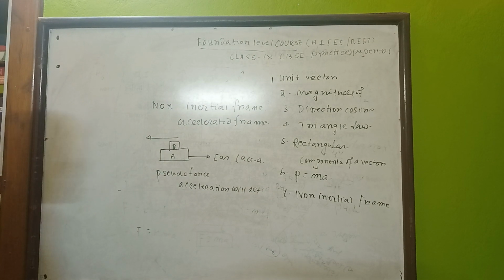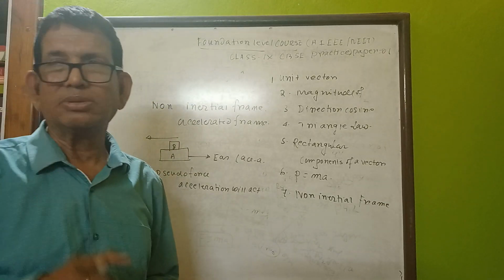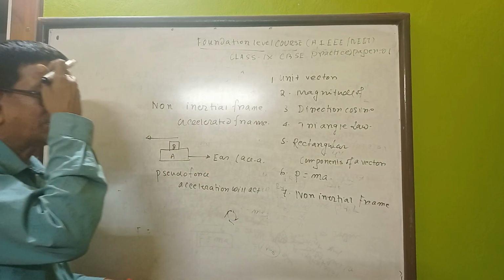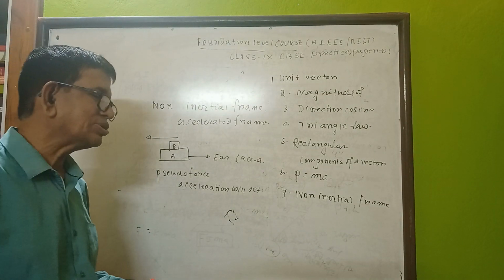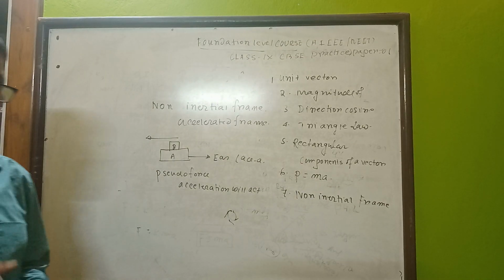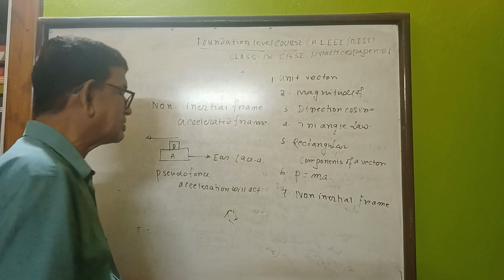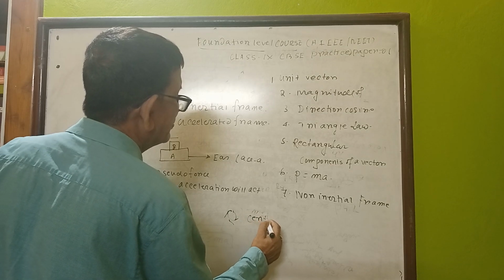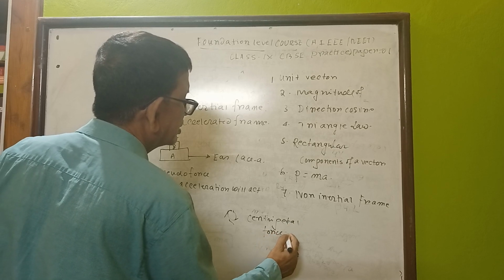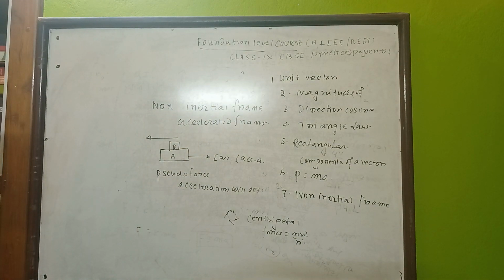Suppose a body is rotating in a circle. When a body rotates in a circle, at every moment the direction of the velocity changes, so acceleration is there, so it is a non-inertial frame. A pseudo force will act outwardly, that is called centrifugal force. One force is acting towards the center, that is centripetal, and another force acting outward, that is centrifugal. And centripetal force equals mv square by r. m is the mass, v is the velocity, r is the radius of the circle in which it is moving.